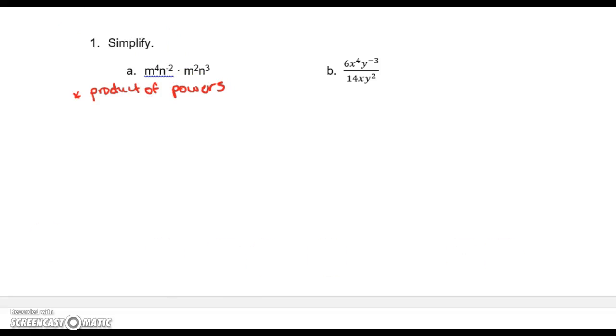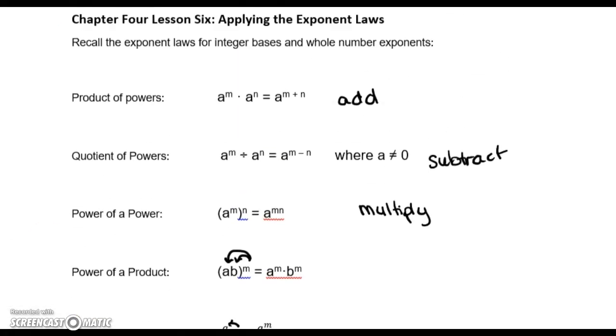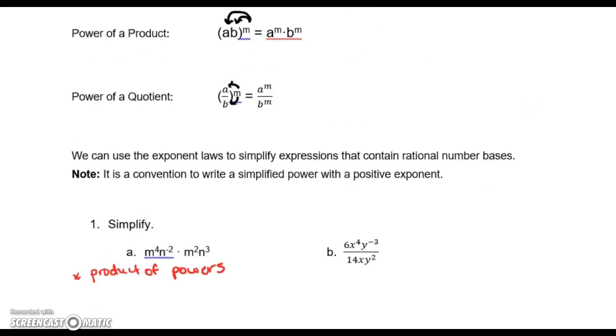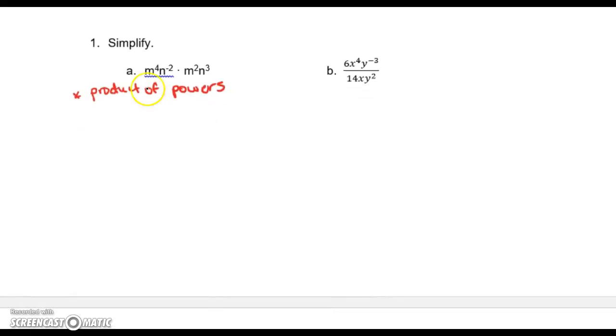With the product of powers, we have to add the exponents. A really big thing here is that they have to be the same base. We noticed that we had two different variables in that question, so we have to work with the m's separately from the n's. If you want to, we can reorganize this. Because we are multiplying, I can rewrite this as m to the power of 4 times m squared, and then write my n values: n to the power of negative 2 times n cubed.